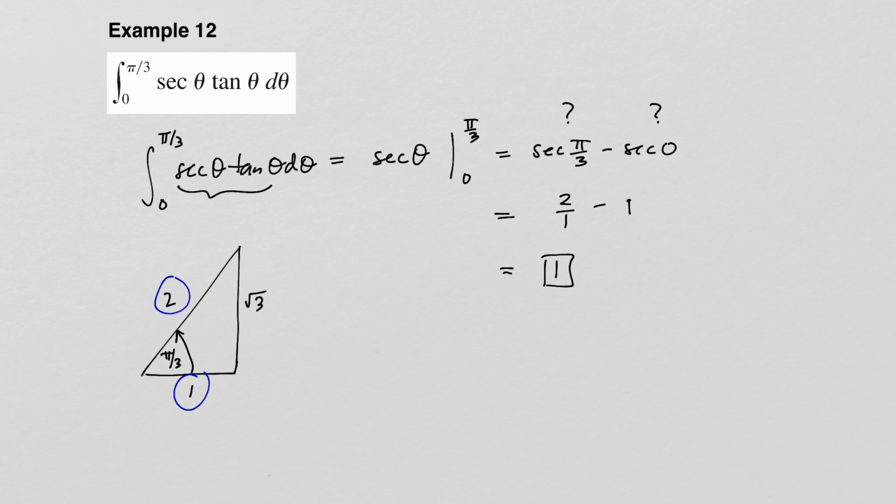So even though this problem might appear to be difficult, it's not that bad if you know the derivative of secant is secant tangent, right? And then it's also not that bad if you can compute these values.